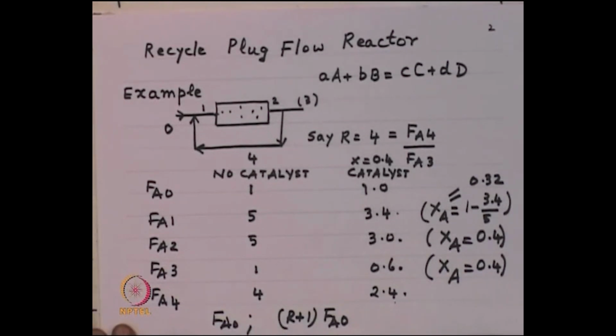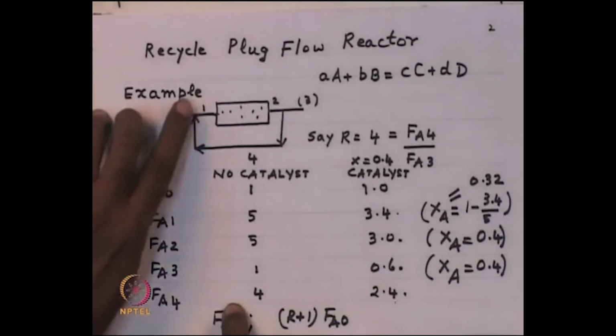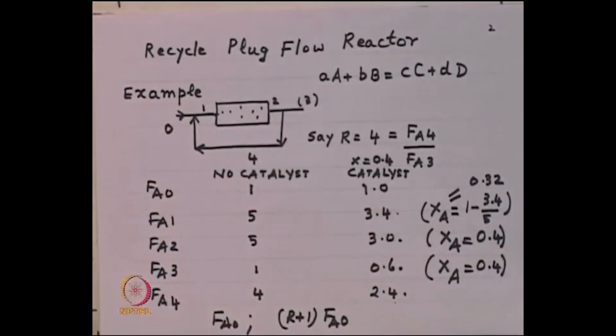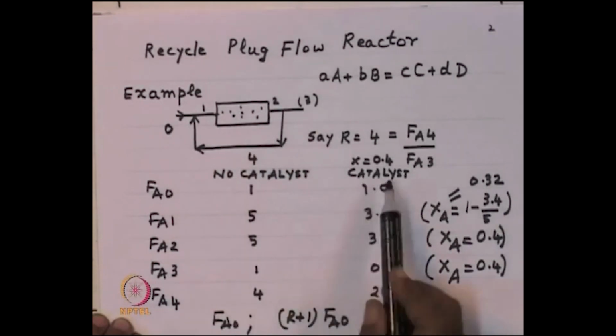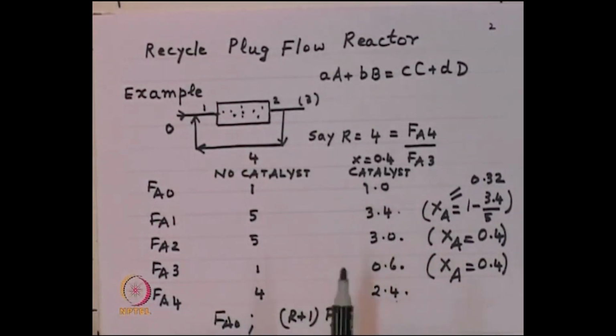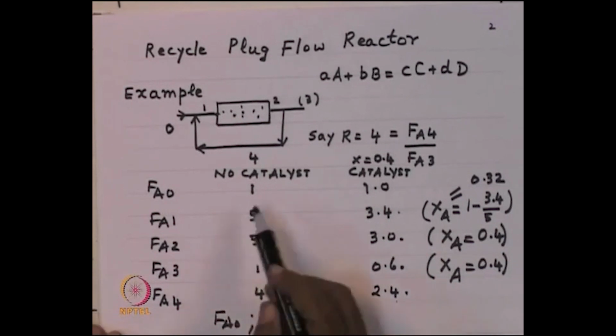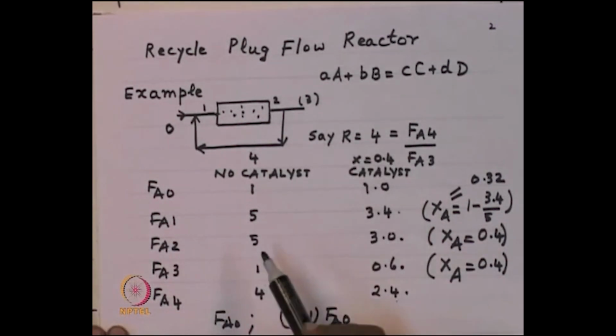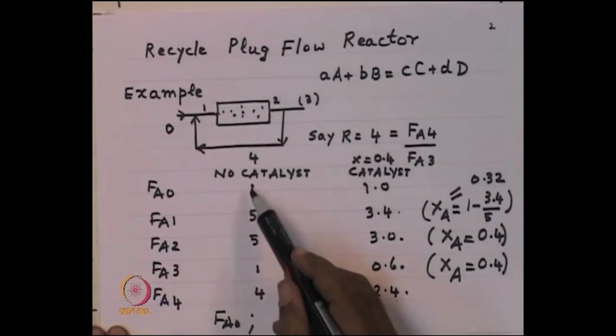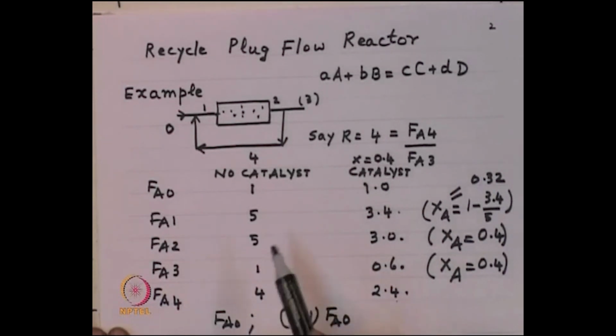Now, just to make it a little easier, I have taken positions 0, 1, 2, 3 and 4 to indicate the different positions in the equipment. I have taken two instances: one where there is no catalyst in the reactor, and a second where there is a catalyst in the reactor. Now, case 1, when there is no catalyst in the reactor, for example, if you take the recycle ratio as 4, I have just put down what the flows are at different positions. Let us just go through it.